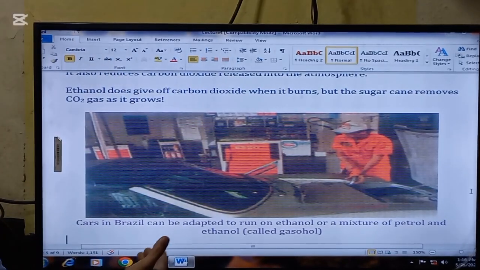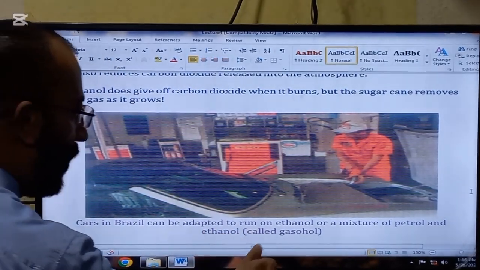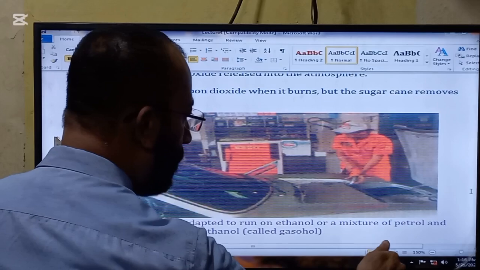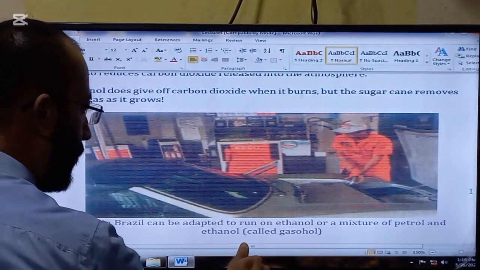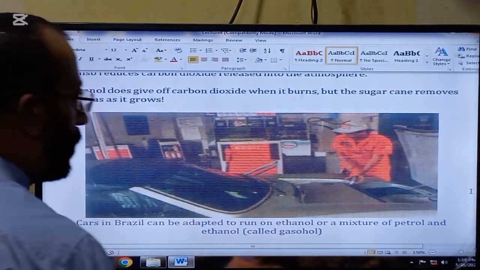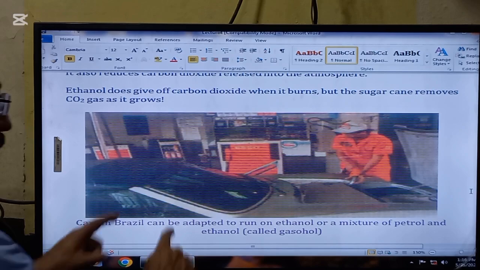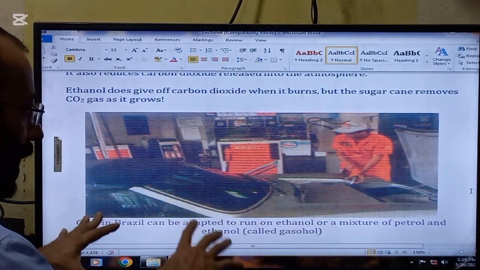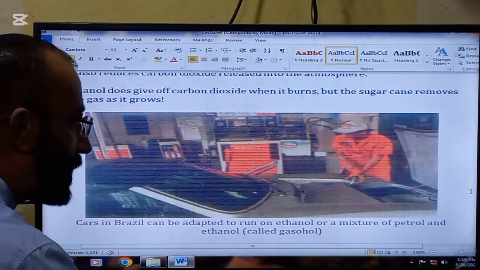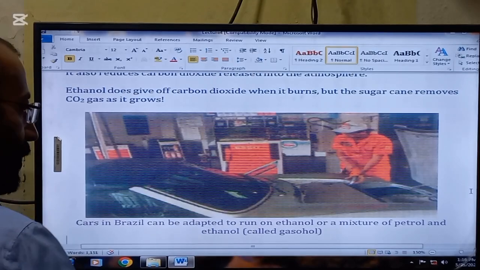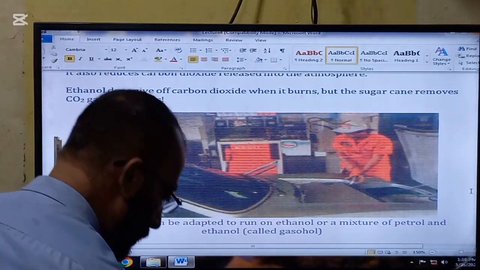Cars in Brazil can be adapted to run on ethanol or on a mixture of petrol and ethanol called gasohol. So they produce cars that use a mixture of petrol and ethanol, which is called gasohol.